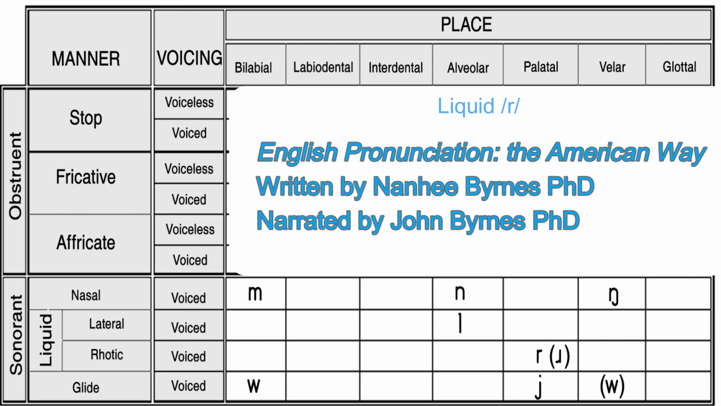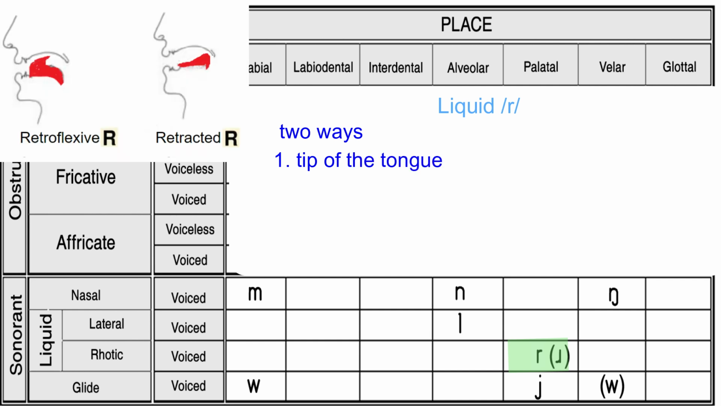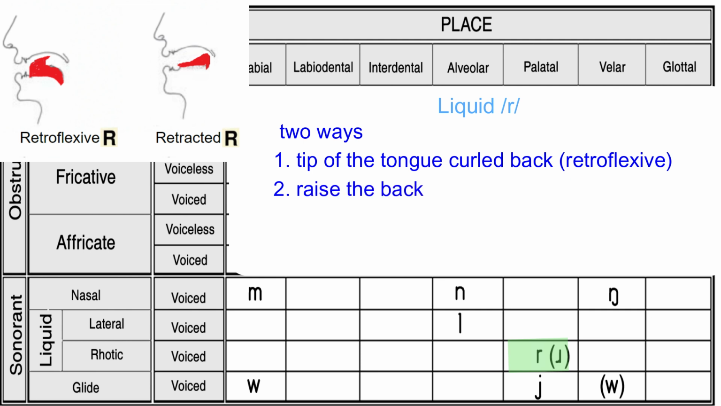Retroflex liquid, ra. The other liquid is ra. The sound can be made in two different ways, retroflexively or retractively. The retroflexive way is to make the tip of the tongue curled back around the palatal area and say "rrr." The back of the tongue stays low. This way of making the r sound is reflected by the name retroflex liquid.